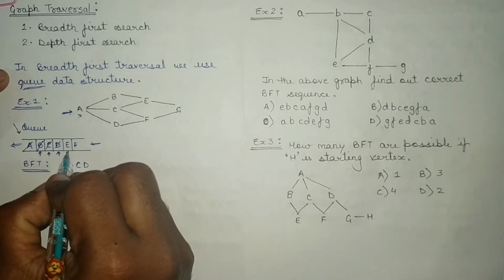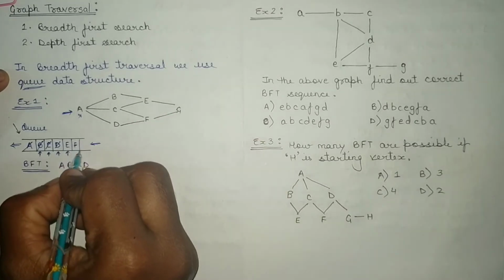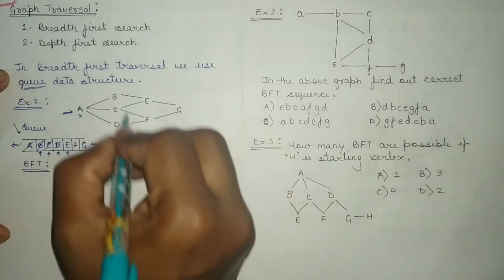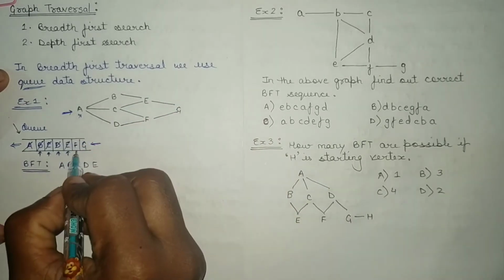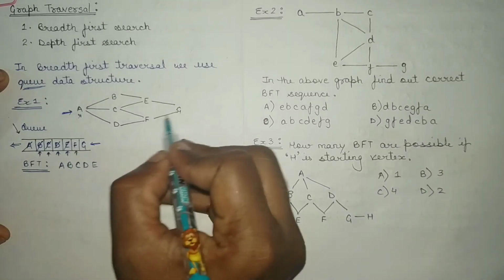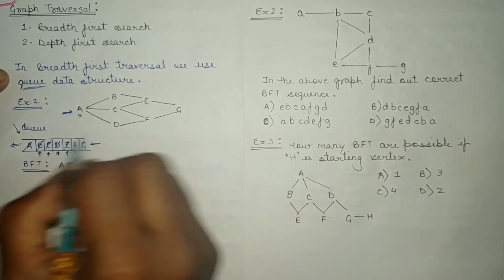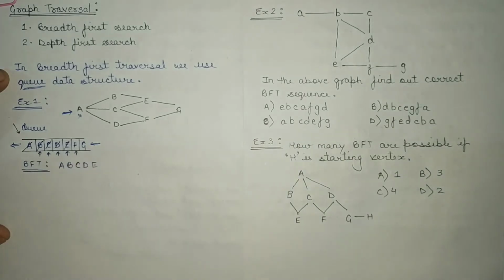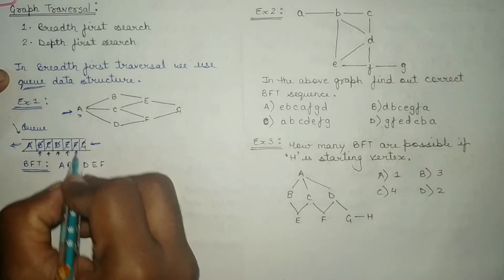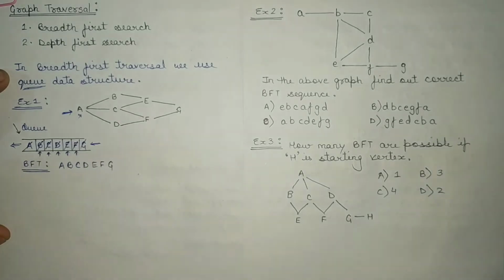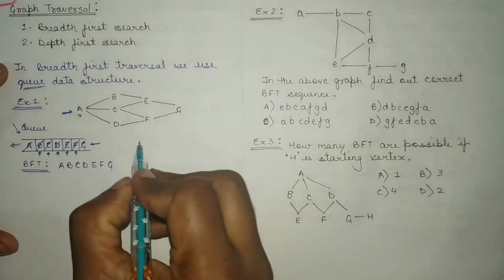Now what is the adjacent of E? G. So insert G here, and now there are no more adjacent of E, so E will be deleted. Similarly check for F. F is adjacent to D and G, where D is already traversed and G is already available in your queue. So F is also deleted. Next G will be deleted. So this is one possibility of breadth first traversal. In the same manner, there can be multiple possibilities. How? Let's see.